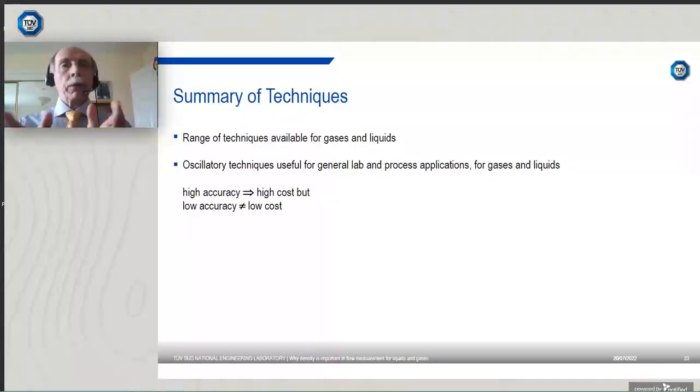So, we've seen there are a range of techniques available which can be used for gases and liquids. Some are only applicable to one, some are applicable to both. The oscillatory techniques are generally the most useful for general lab and process applications and are applicable for gases and liquids. In general, if you want to achieve high accuracy, low uncertainty, then it will cost you more. But as with many things to do with uncertainty, low accuracy, low uncertainty doesn't necessarily imply low cost. It might just not be a good technique.